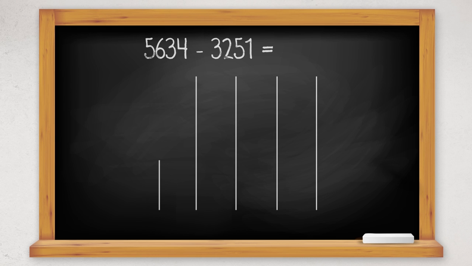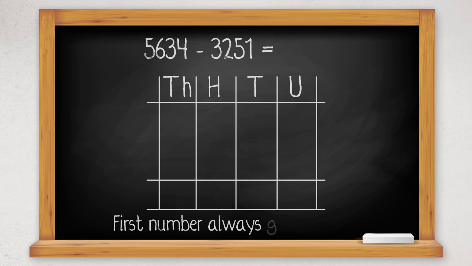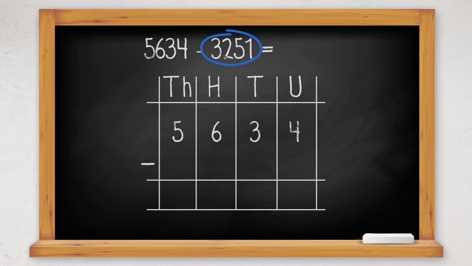Firstly, we need to line the digits up using place value headings: thousands, hundreds, tens and units. Remember, when subtracting, always put the first number of the subtraction calculation on top. In this case, the first number of our calculation is 5,634. So this goes at the top, underneath the headings. The number we are taking away is lined up underneath in the correct column. Subtraction is always top, take away, bottom.